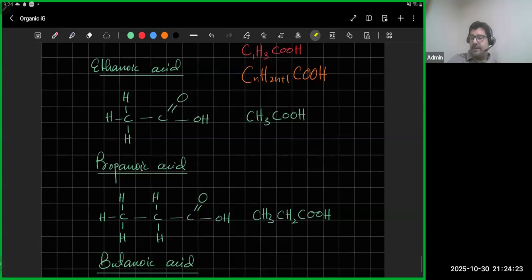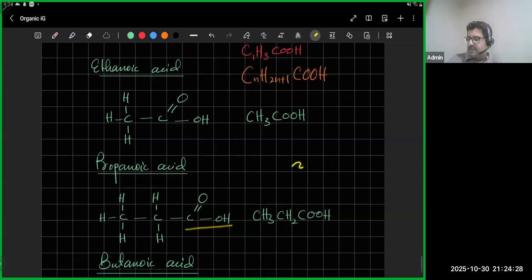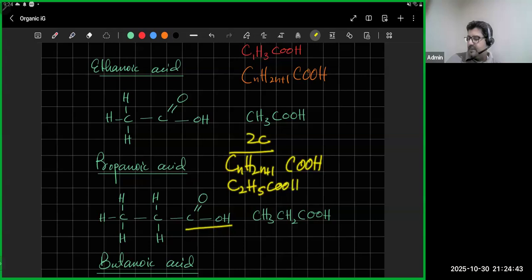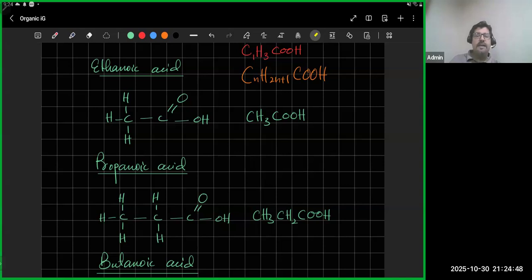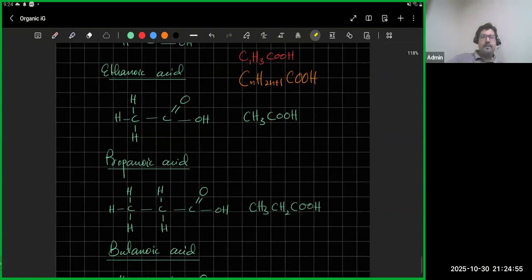If a molecule has 3 carbon atoms, one is already here in the carboxylic acid group. In CnH2n+1, you would need 2 carbon atoms over here. So it would be C2H, 2 times 2 is 4, 4 plus 1 is 5, and then you have COOH. So that's how you're going to use the general formula. The value of n is going to be 1 less than the number of carbon atoms. Okay, is this clear? Yes.